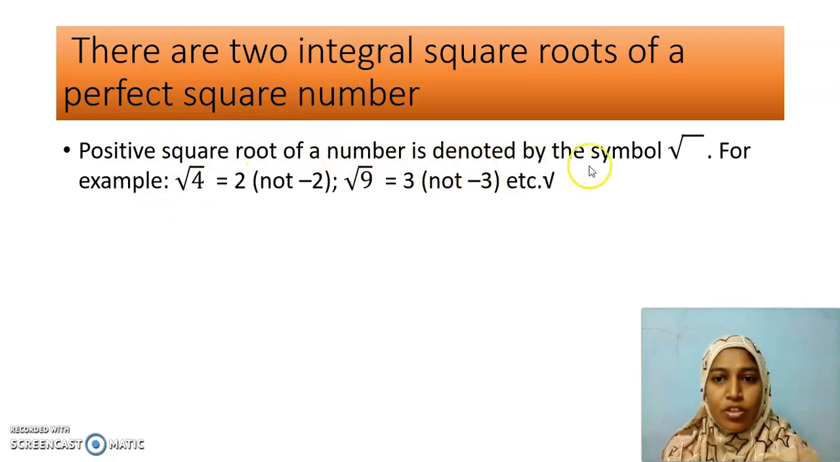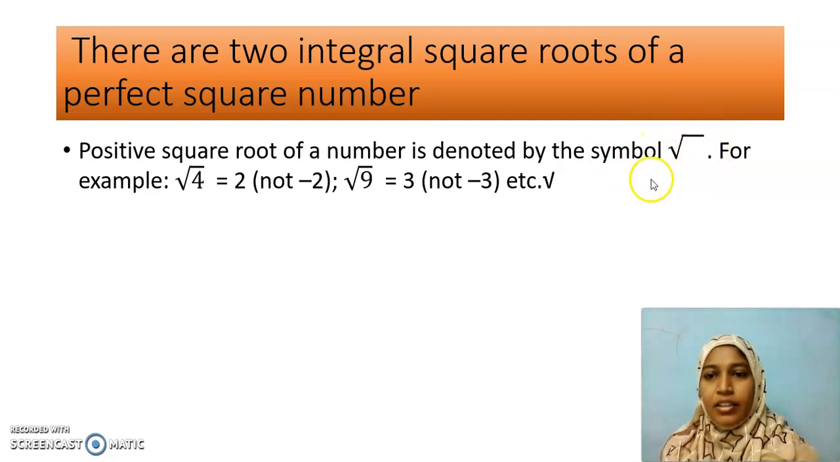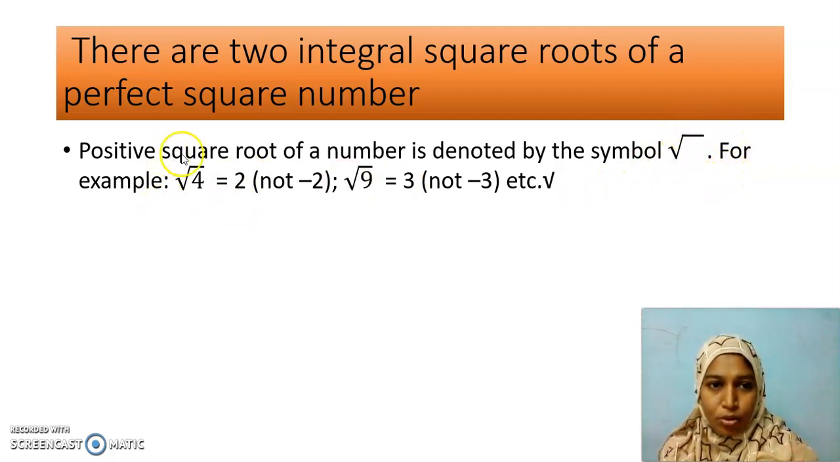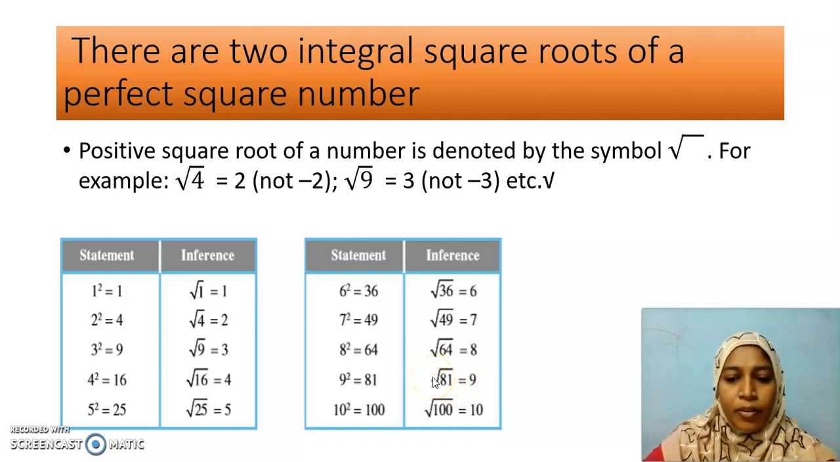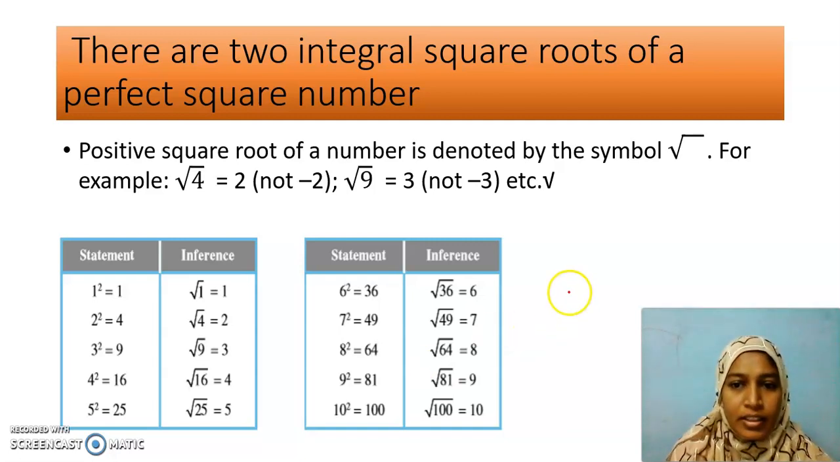The positive square root of a number is denoted by this symbol. Hope you are familiar with this symbol from the calculator and from newspapers. Many times you would have come across this. Now it's a chance and you have the moment to play with this symbol hereafter. Okay, square root of 4 is equal to 2. Square root of 9 is equal to 3. So what will be the square root of 64? 8. What is the square root of 81? 9. Because I can write like this.